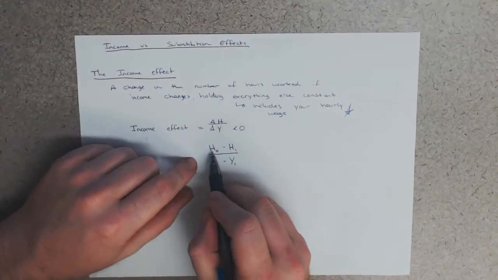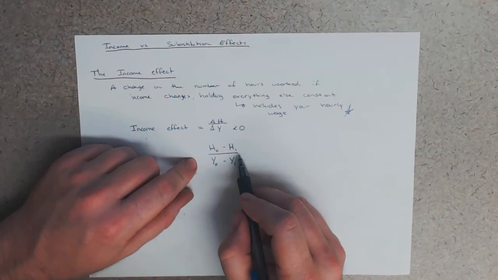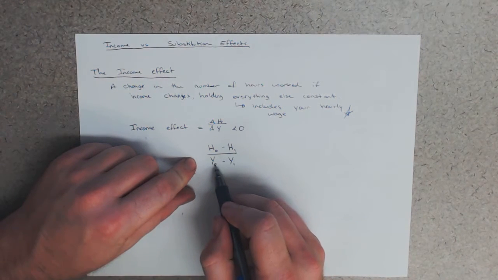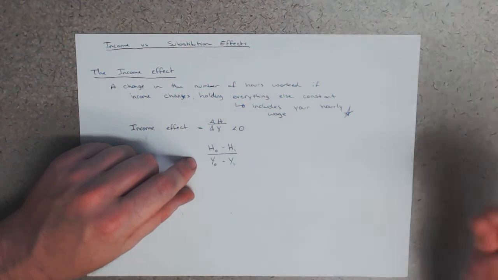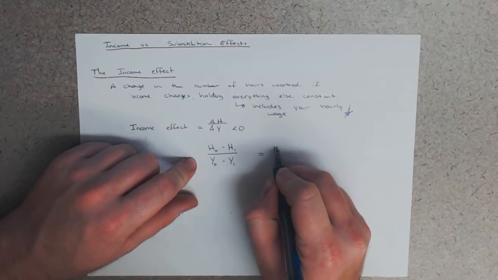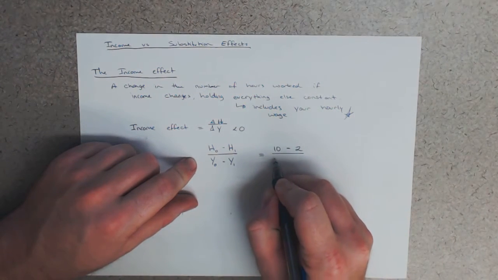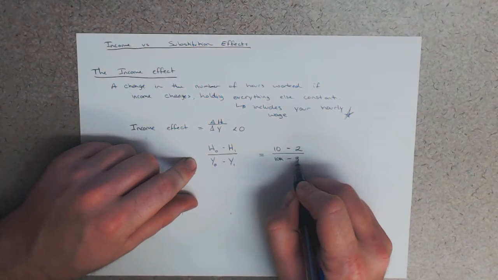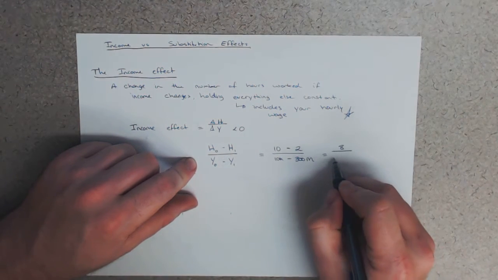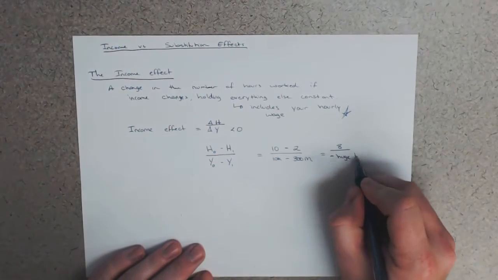H0 is the initial number of hours you worked, and H1 is the hours you work after you've won the Powerball in this example, and Y0 is your income before you won the Powerball, and Y1 is your income after you win. So it could be, let's say, you went from working 10 hours per week to working 2 hours per week, and your income went from 10 grand to 300 million. Well, that's going to be some ungodly number: 8 divided by some huge negative number, so a hugely negative number.